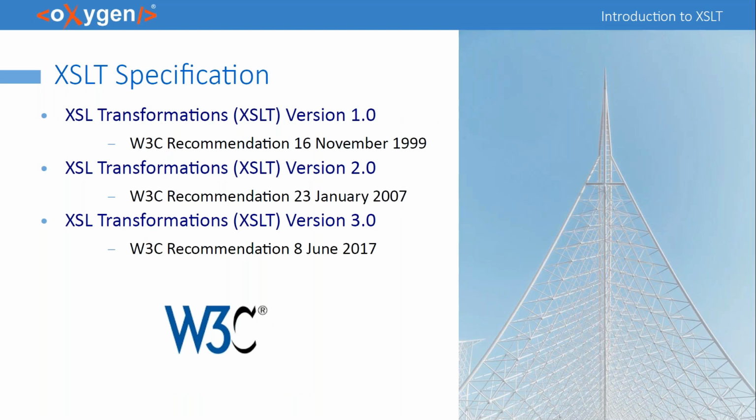The first one was released in 1999. Then the second one, and I think the most used, was released in 2007, and the last one in 2017. This is the most complete one, the most complex one, and the specifications are backward compatible. So if you have, for example, style sheets with version 1.0, you can go easily to 3.0 just by changing the version and then use the new functions.